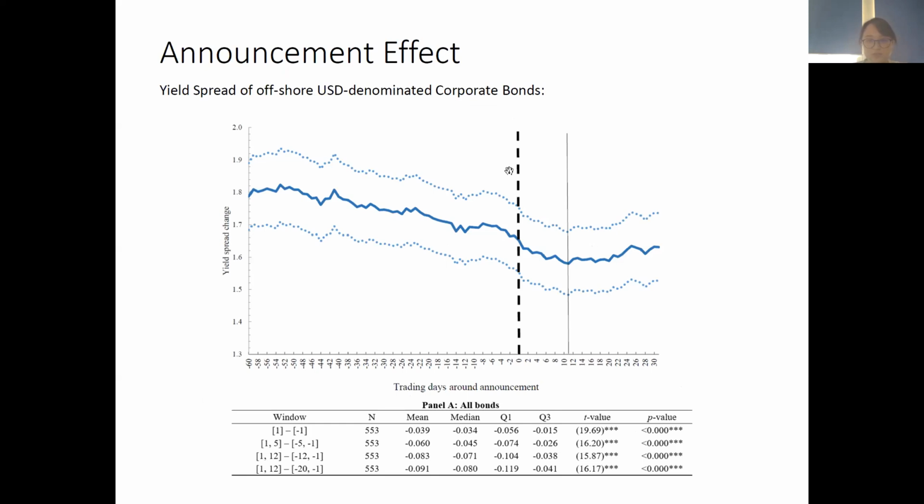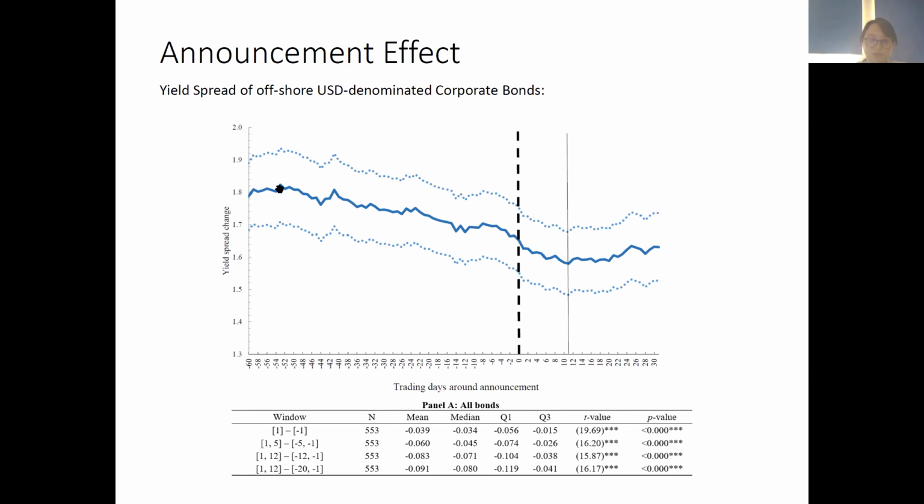We wanted to see how the corporate bond price, or say the yield, changes around the event time. This figure plots the yield spread of the USD denominated corporate bonds for the window 60 days before the announcement to 30 days after the announcement. This dotted line denotes the announcement event, that's October 11, 2017, and the solid line denotes the actual issuance, which is 10 days later, right?